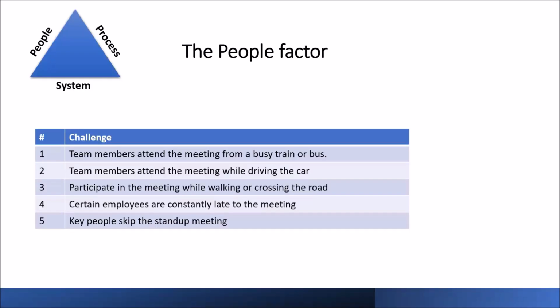Okay. So now the people factor. The challenges that we have discussed are around 5. That means the team members attend the meeting from a busy train or a bus. The team members attend the meeting while driving the car, participating in the meeting while walking or crossing the road. Certain employees are constantly late to the meeting. Key people skip the stand-up meeting. They all are falling under people factors.